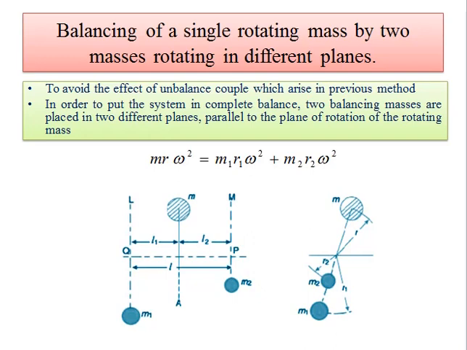M is the single mass and M1, M2 are the two masses we put, maybe in the two directions of this unbalanced mass, or maybe on any one side of the unbalanced mass, where we can easily locate these balancing masses. So this is again a simple method to completely balance the system, to avoid the effect of centrifugal force and unbalanced couple also. This is a complete balancing method we can say.